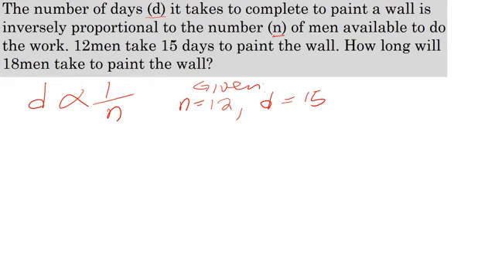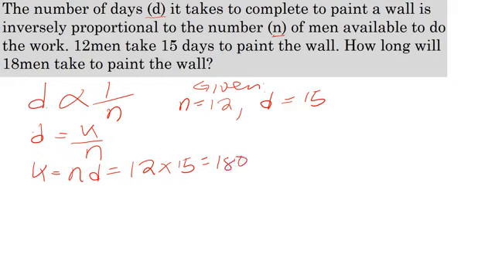So let us first of all find the constant for us to have a complete expression. For us to remove that proportionality, we need to bring in an equal sign and k, which is the constant, over n. In this case, k will be equal to n times d. And n times d will be 12 times 15. 12 times 15 will give us 180.